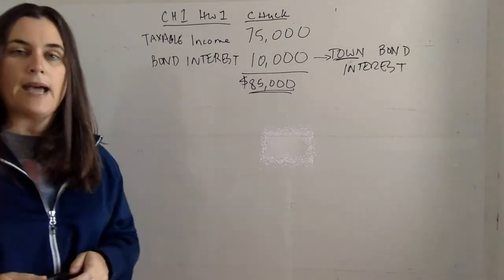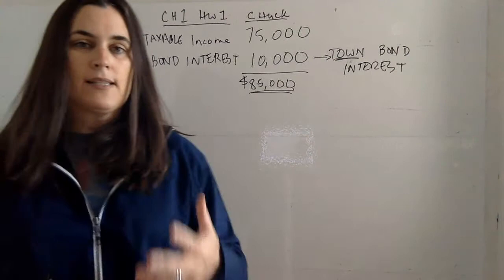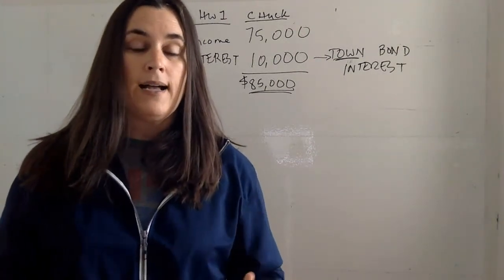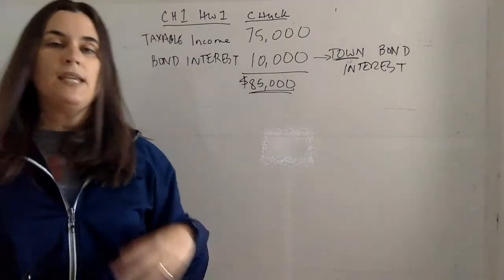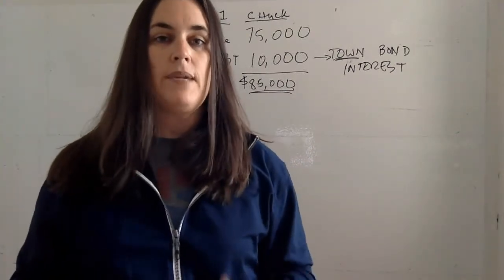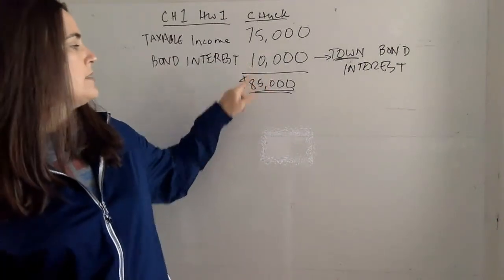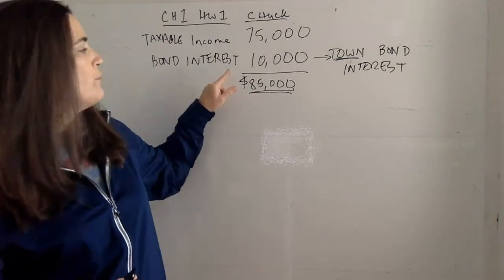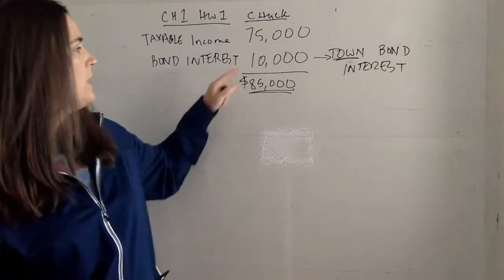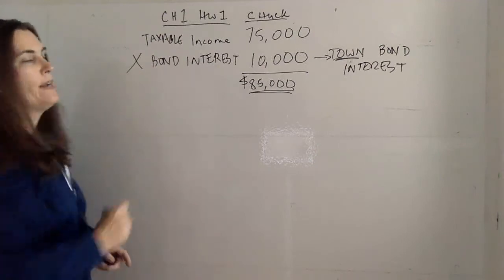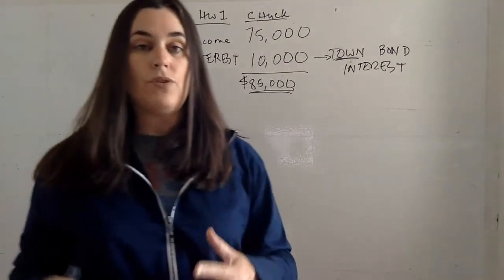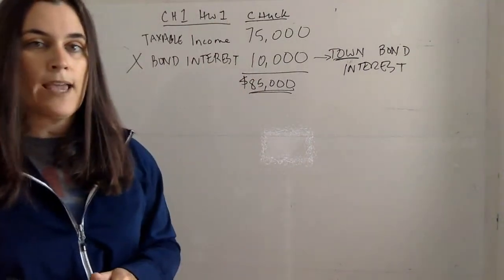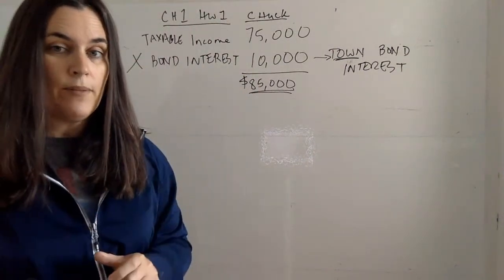The source of the bond matters, and here's why. U.S. tax law tells us that if you own a municipal bond, which is what this is, the interest is excluded from income, meaning Chuck does not have to include this in his taxable income when he computes his federal tax. So for federal tax purposes, we're going to ignore the bond interest, and we're only going to have to compute his federal tax liability on the $75,000. That's a starting premise with this problem.